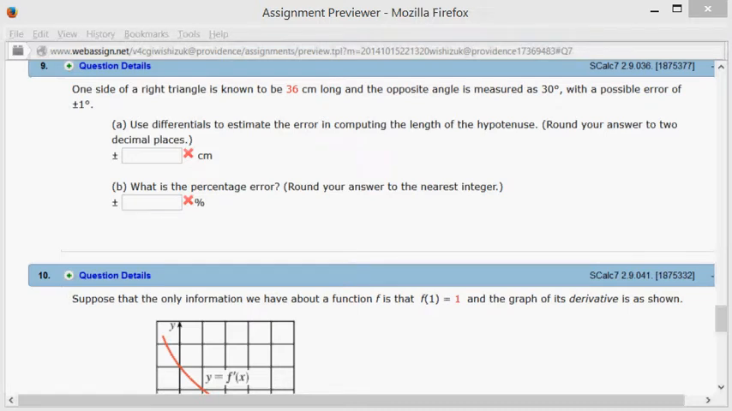Number 9. Alright, so let's see. We have one side of the right triangle known to be 36 centimeters long, and the opposite angle is measured to be 30 degrees with a possible error of plus or minus 1 degree. Alright, so let's do that.